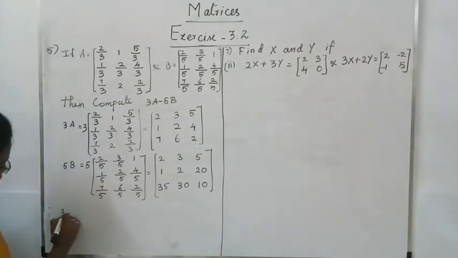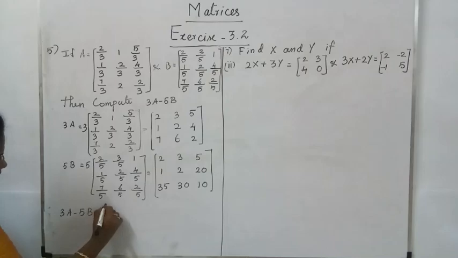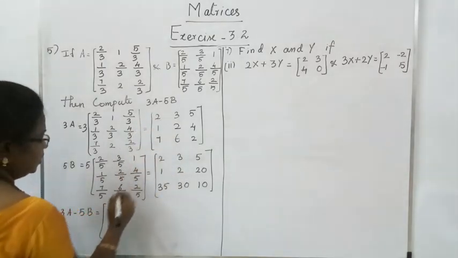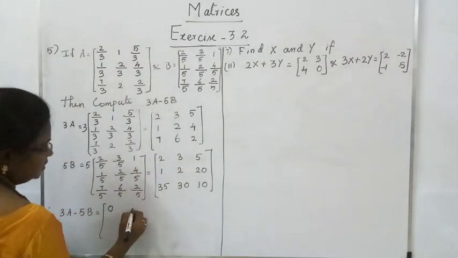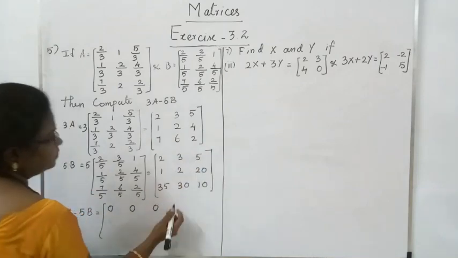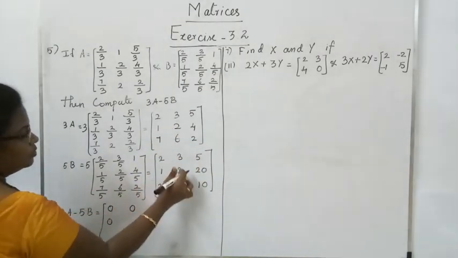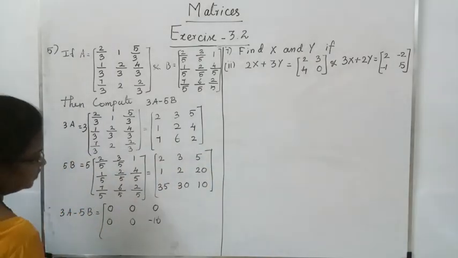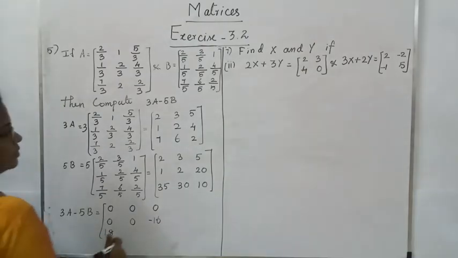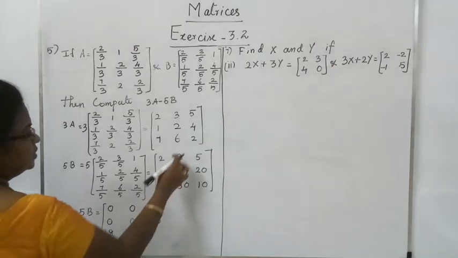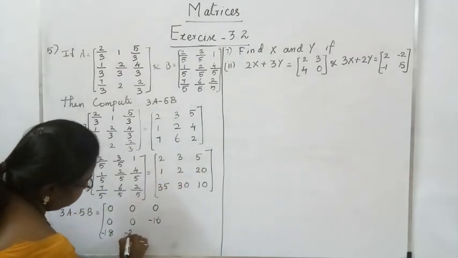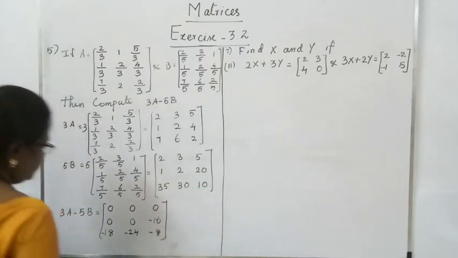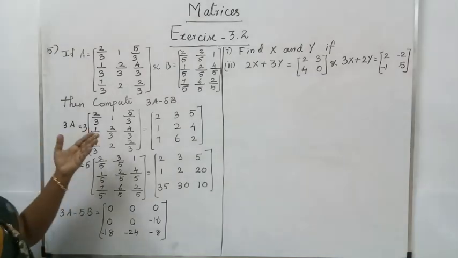Now, 3A minus 5B. This is 3A, this is 5B. The corresponding elements have to be subtracted: 2 minus 2, 3 minus 3, 5 minus 5, 1 minus 1, 2 minus 2, 4 minus 20, 7 minus 35, so minus 18, 6 minus 30 and 2 minus 10. So this is the way to calculate the scalar multiplication.